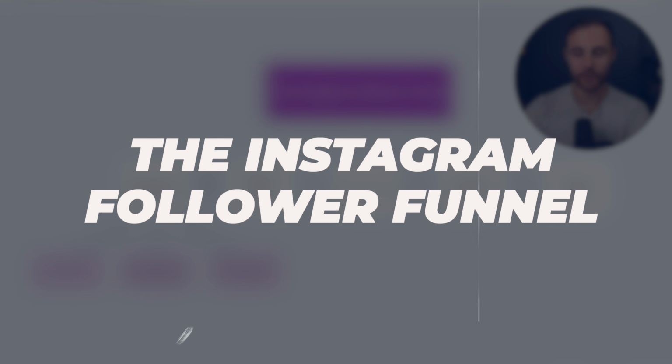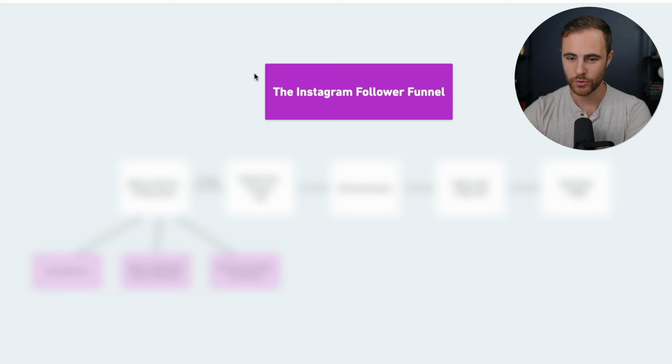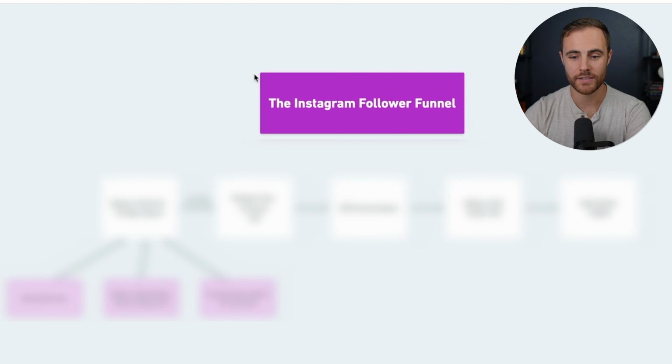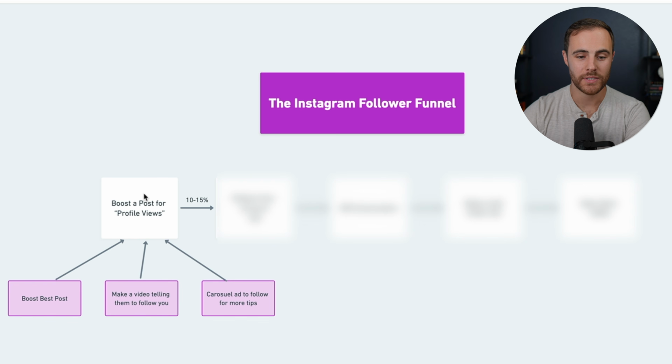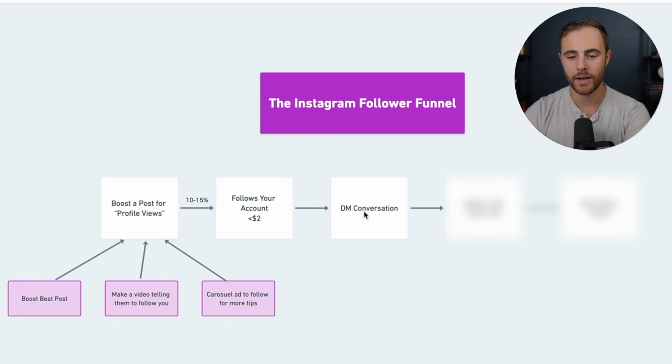This is a diagram of the Instagram follower funnel. This is tried and true. We've been doing this for 2 or 3 years and this thing just works. All right. So we're gonna be boosting some organic posts. People are gonna then follow our account for under $2 a follow. We'll start a DM conversation with them. If they're a good fit, we invite them to a call and we can sign them as a client.